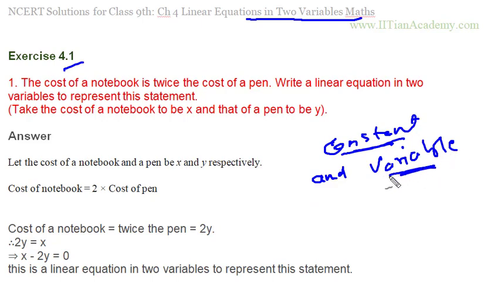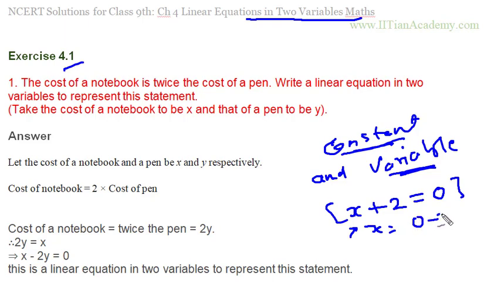So for example, x plus 2 equal to 0. This is called an equation. Why is it an equation? Because it has a constant value 2 and a variable x, and there is an equal to sign. It's saying that for some value of x, when you add 2 to it, it is 0. So what is the value of x? You take 2 to this side, so it's 0 minus 2, which is minus 2. So this is an equation, this is the constant and this is the variable.